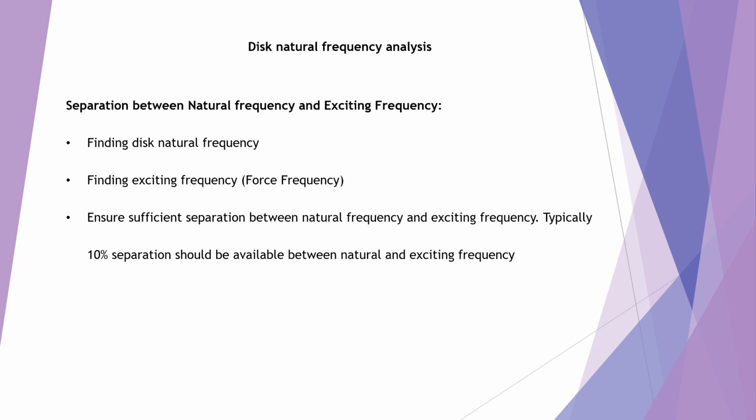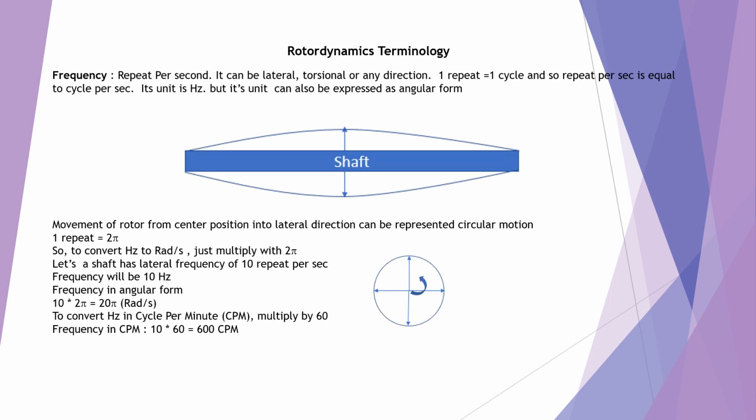Separation between the natural frequency and exciting frequency. So find out the disc natural frequency, then find the exciting frequency, and ensure that the separation between the natural frequency and exciting frequency, typically 10%, is allowable to have a safe operation of the machine. Now some rotor dynamics terminology.